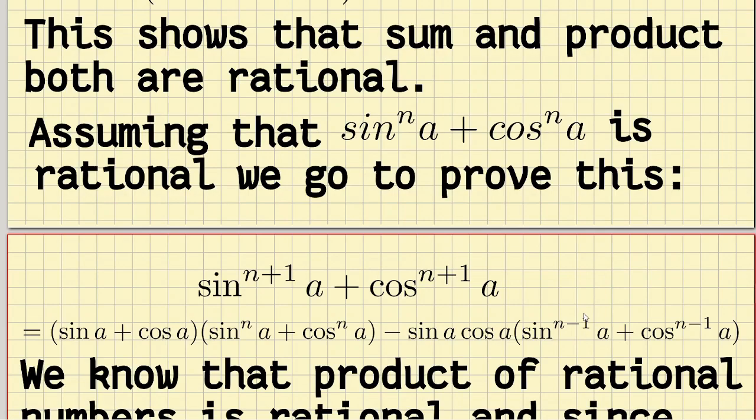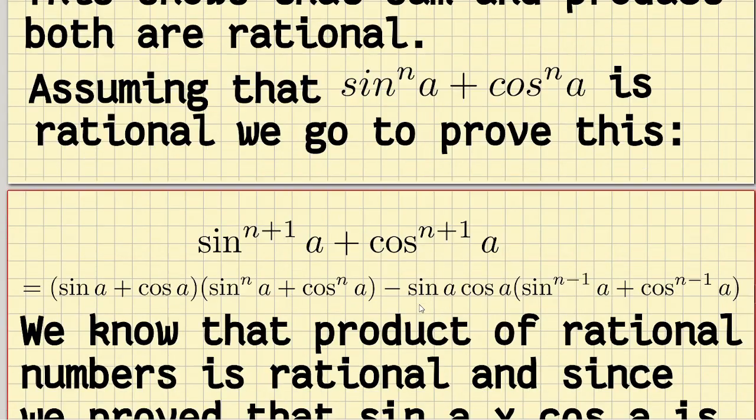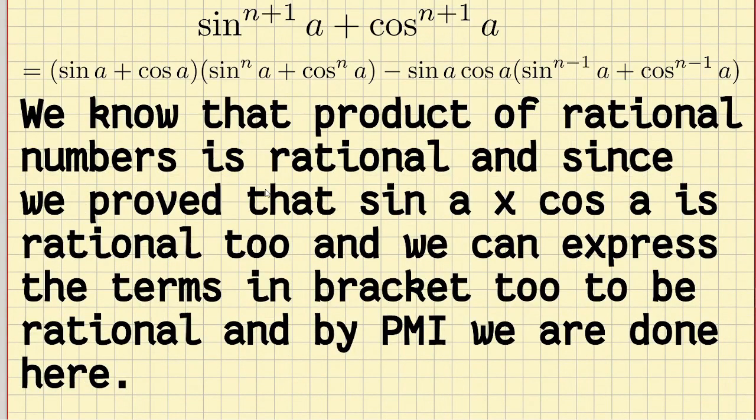So what actually this means is that sin^(n-1) A + cos^(n-1) A is also rational. So what does this imply? This implies that sin^n A + cos^n A is also rational. And this actually concludes the proof, and you can see that the product of rationals is rational. And since we proved that the product is rational, we can express the bracket too. And by PMI, the principle of mathematical induction, we are done here.